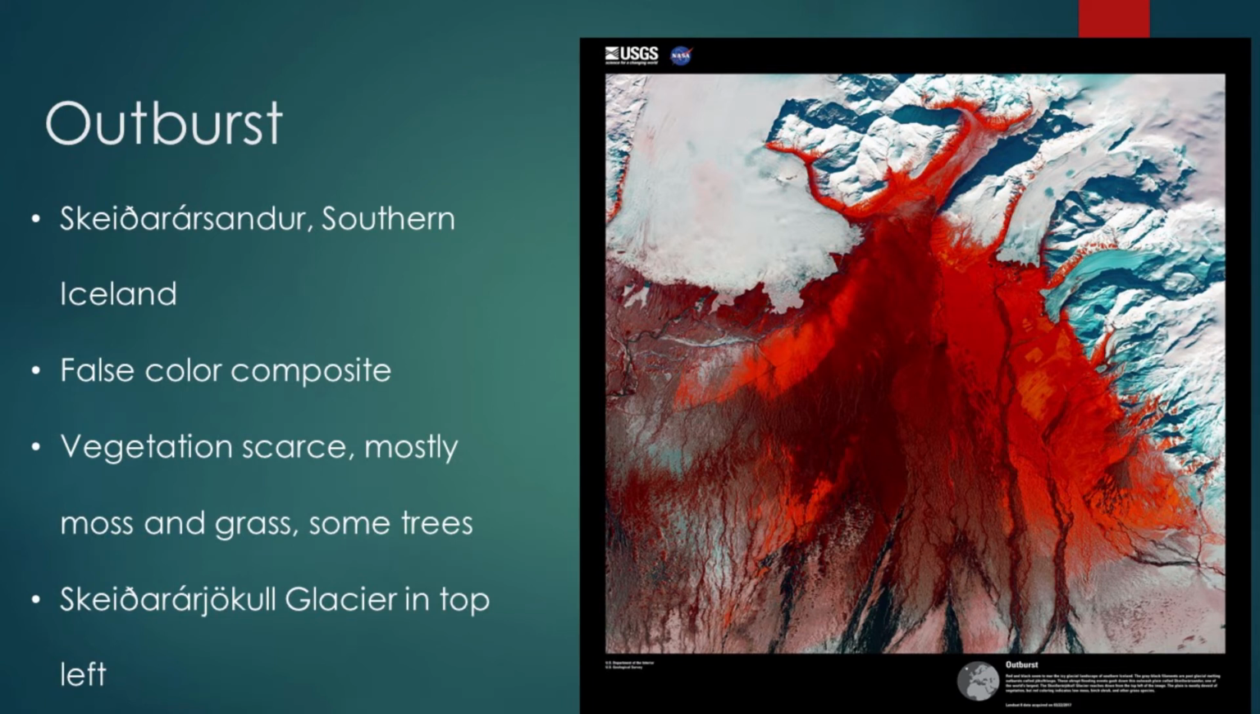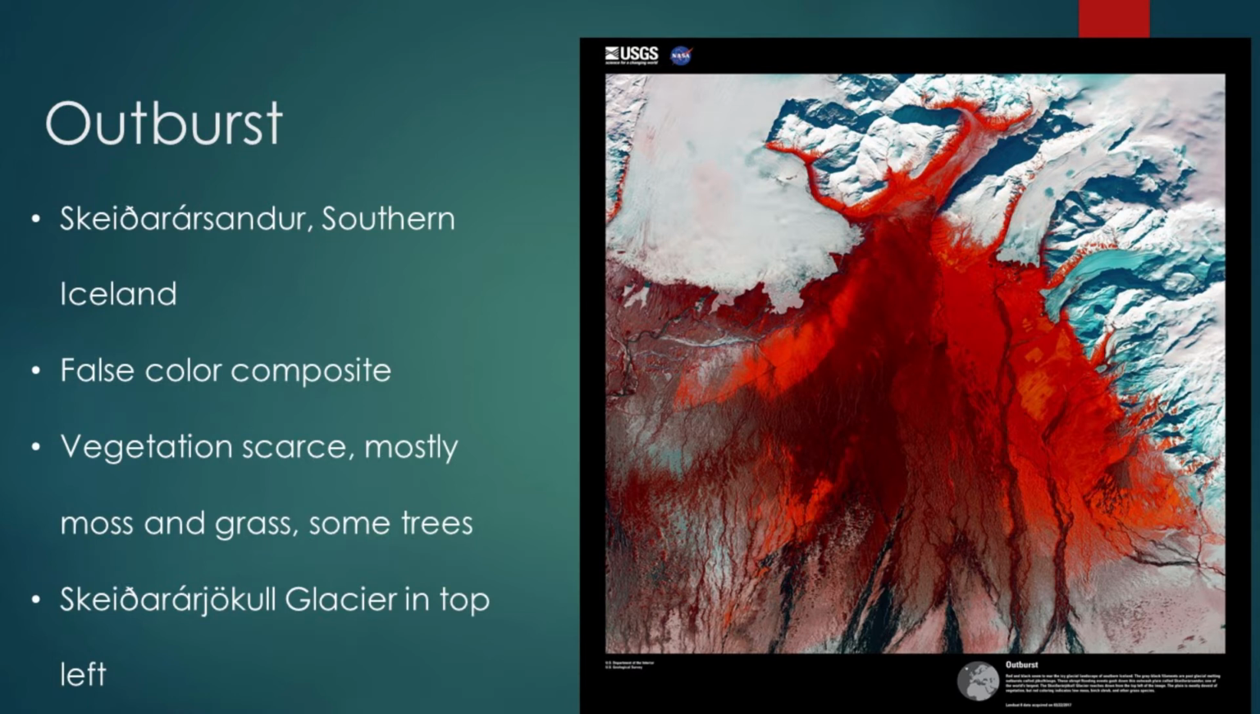You see those dark lines going down it. Those are left by events called jökulhlaups, which are caused by floods from glacial lakes breaking through the ice, flowing downhill. Just to the north of where this picture is a big national park called Vatnajökull, and to the south is the ocean.